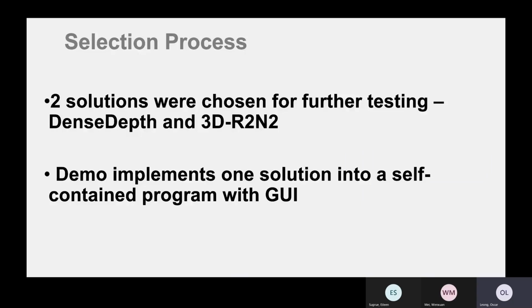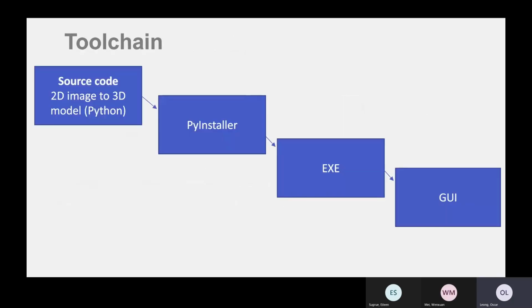We wanted to create a demo showcasing how a user would be able to convert a 2D image to a 3D model. We chose DenseDep for 3D object generation. The basic toolchain is to first get the source code of DenseDep and compile it into an executable using PyInstaller. We then connect the executable to a GUI so that a user can run DenseDep in a user-friendly environment.